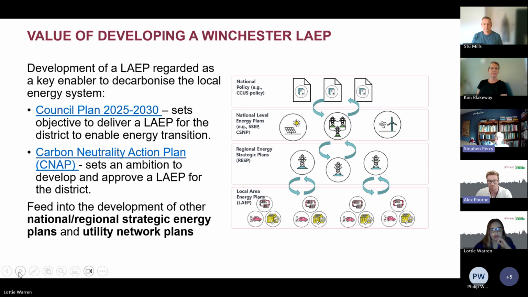But beyond just achieving some of our local aims and helping to achieve carbon neutrality across the Winchester district, the local energy plan will also feed into development of other national and regional strategic energy plans, and those are captured here on the diagram. So the work we do at a local level in terms of defining and understanding what we need for the Winchester district in terms of the decarbonisation of our energy system can feed into development of regional plans and then national plans. And it also can help to inform the network investment plans from our network operators.